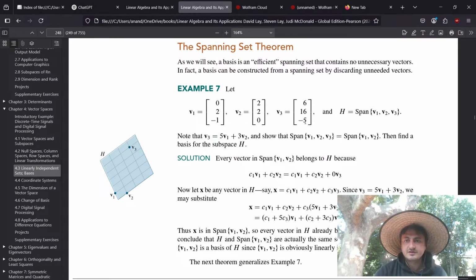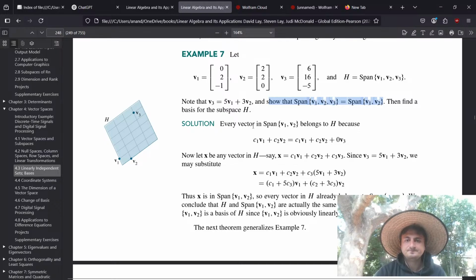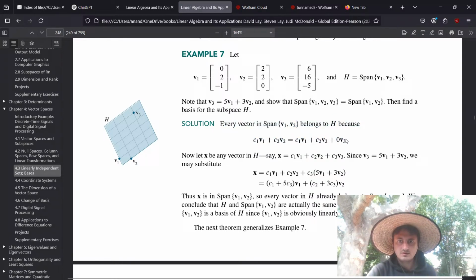Okay, let these three vectors be given, and H be the span of them. Note that we can write the third vector as a linear combination of the first and second. Now we show that the span of the three is equal to the span of the first two. Every vector in span v1, v2 belongs to H because H was defined as the span of all three, and you just set the coefficient equal to 0.